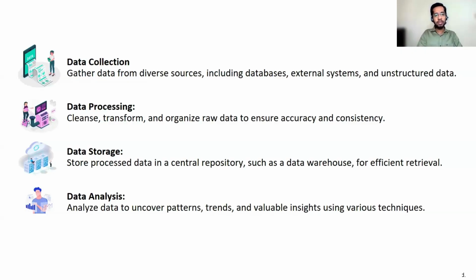The second process is data processing. Once data is collected, it undergoes the processing to clean, transform, and prepare it for the analysis. This stage involves tasks such as data cleansing, normalization, and enrichment to ensure the data consistency and reliability. Data processing may also involve aggregating data from multiple sources and structuring it in a format suitable for analysis.